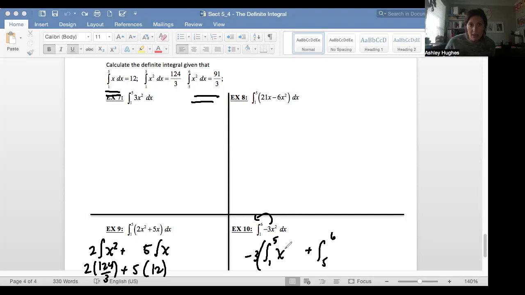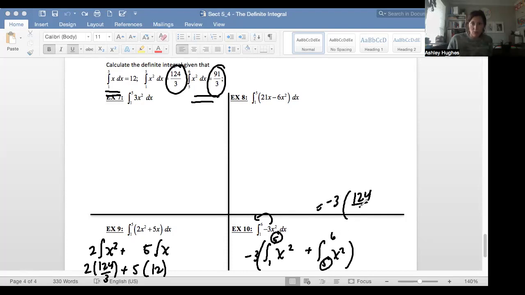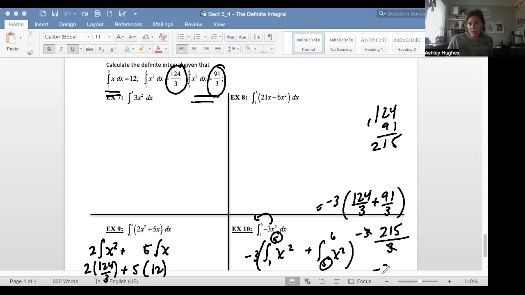So 1 to 5, x squared, and then x squared. And so I got that this part, so this is where we can add these together because these guys match up. So if I know 1 to 5 is this and 5 to 6 is this, I can add them together. So it's going to be -3 times 124/3 plus 91/3. And so what is that? 215/3 times -3. So then it's -215. Okay, so that's adding up the integrals, that property.